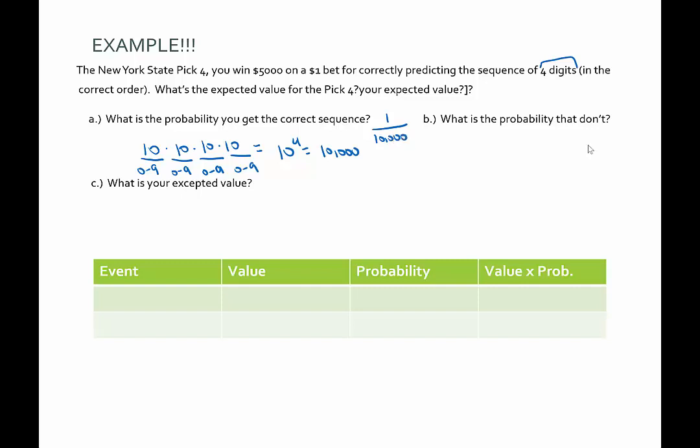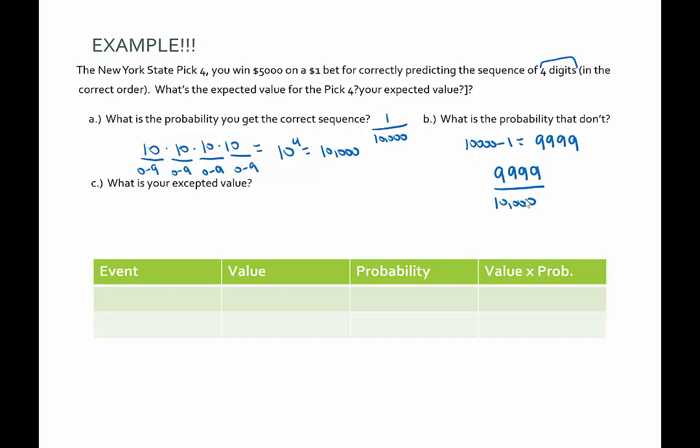What is the probability that you don't get the correct sequence? Well, there's one way to get the correct sequence out of 10,000, which means there's 10,000 minus 1 ways to get the wrong sequence, which would be 9,999. The probability we don't get that correct sequence is 9,999 over 10,000. Ouch.